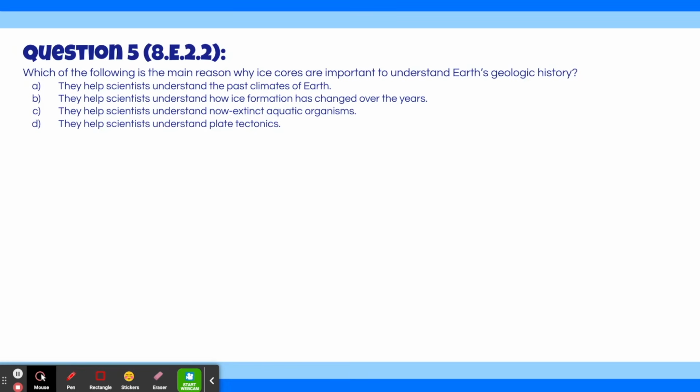Question 5. Which of the following is the main reason why ice cores are important to understand Earth's geologic history? A. They help scientists understand the past climates of Earth. B. They help scientists understand how ice formation has changed over the years. C. They help scientists understand now extinct aquatic organisms. Or D. They help scientists understand plate tectonics.